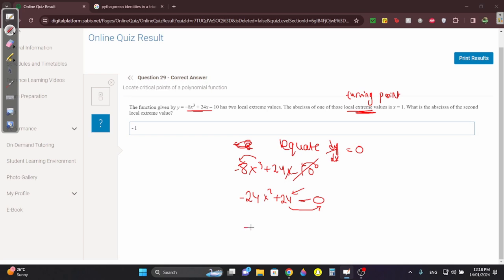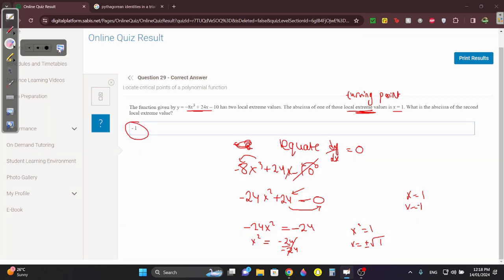You take 24 to the other side, you get negative 24x squared equals negative 24. Divide by negative 24 on both sides, you get negative 24 over negative 24, which will be 1. So x squared equals 1. So x will be plus minus radical 1, which will be 1 and negative 1, because there's two square roots for radical 1. So x equals 1, and the second one is x equals negative 1. Like this we have finished math AMS.